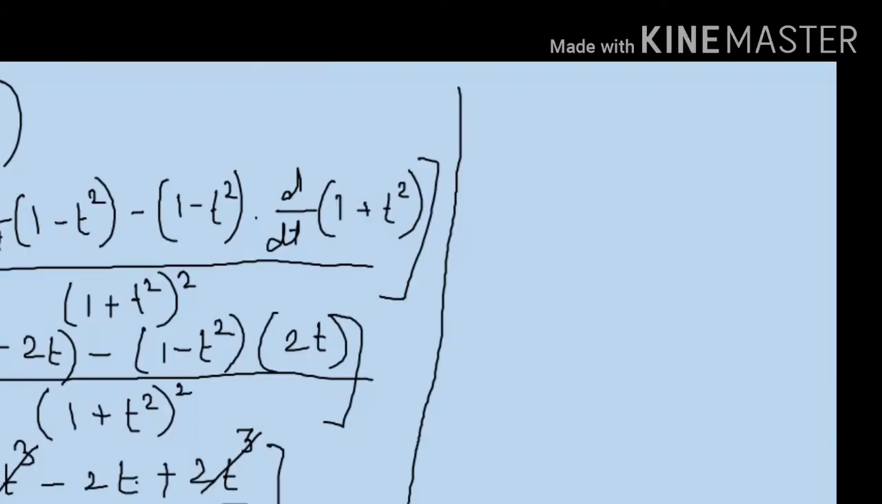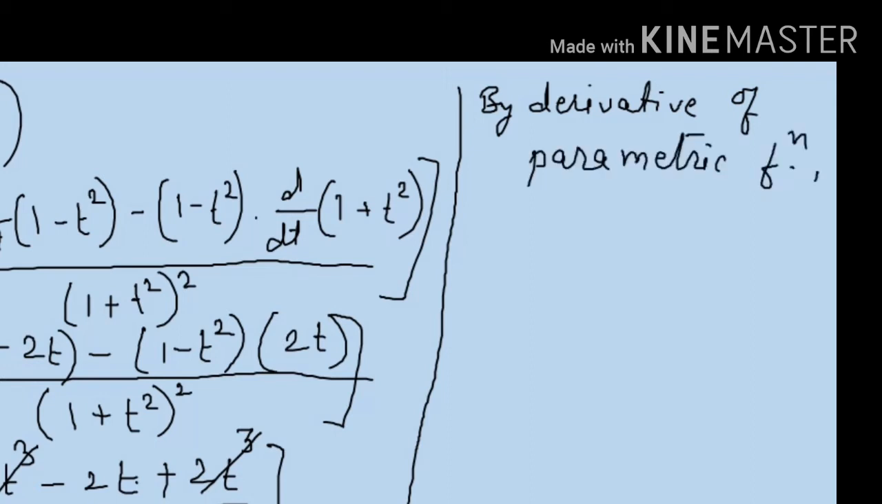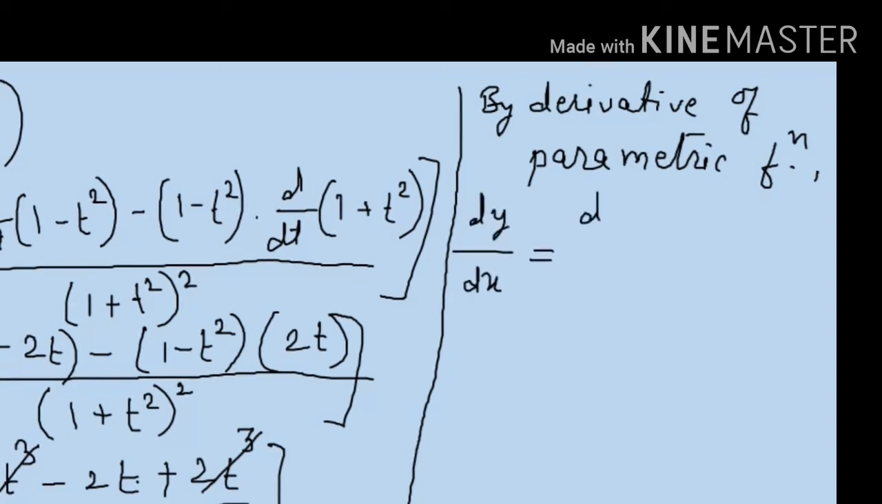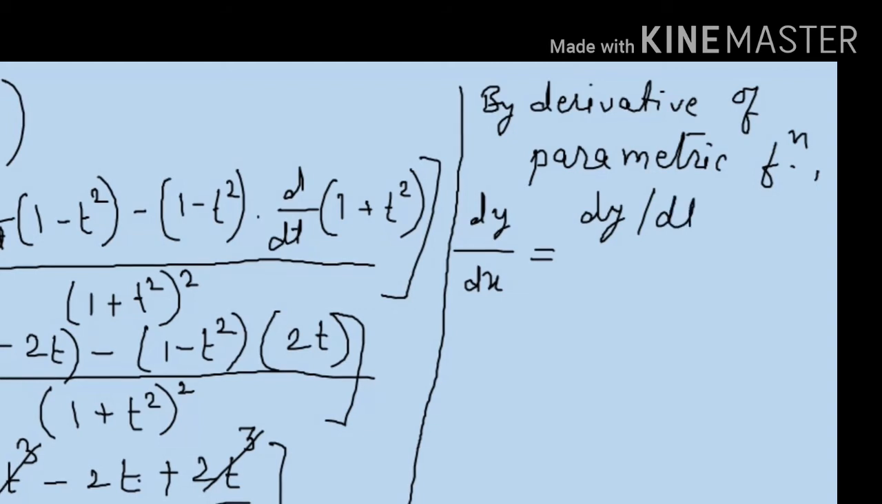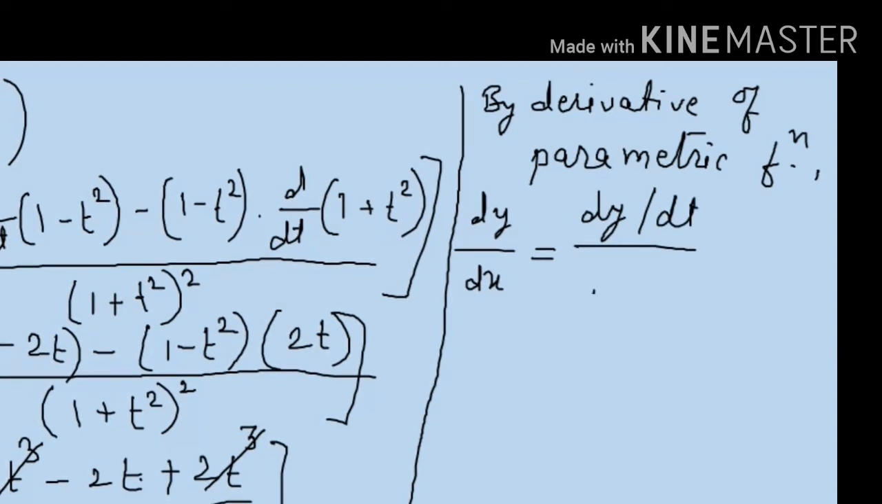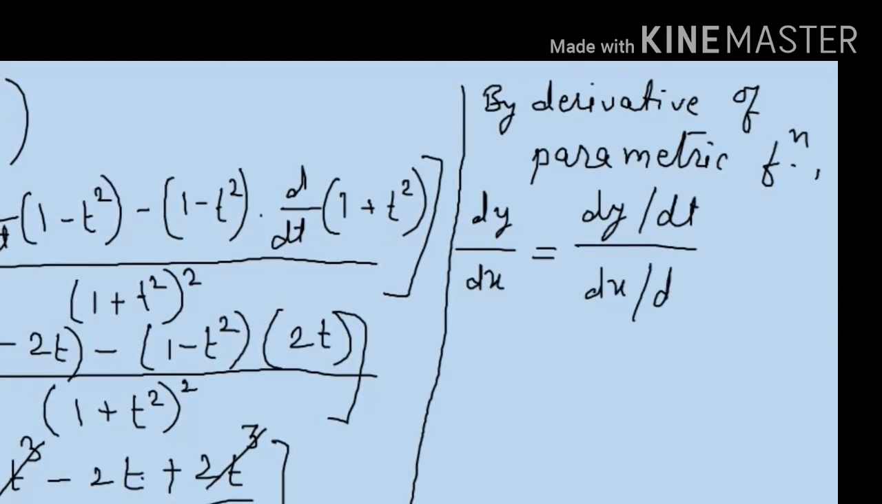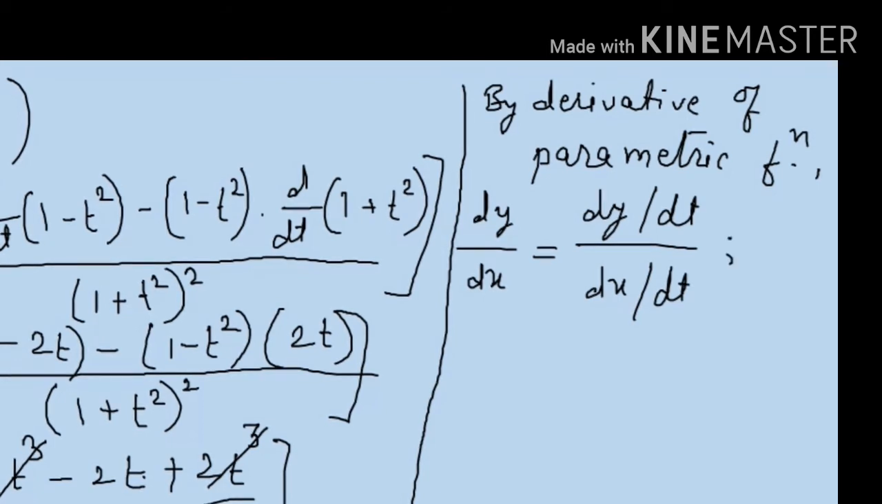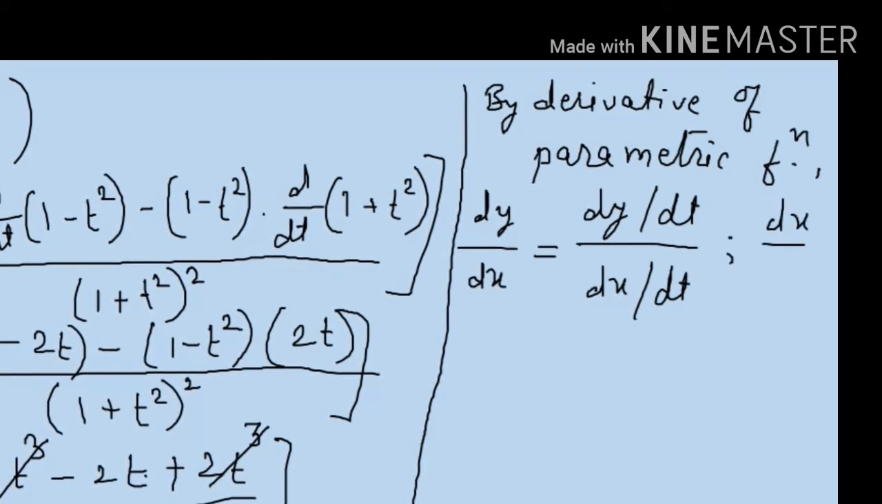Quite a big sum. By the derivative of parametric functions, dy by dx is equal to dy by dt upon dx by dt, where dx by dt is not equal to 0.